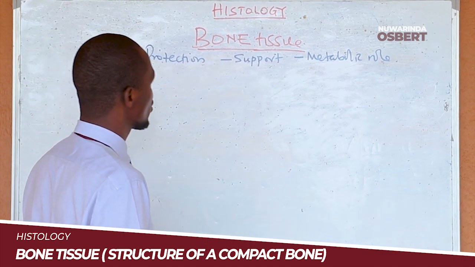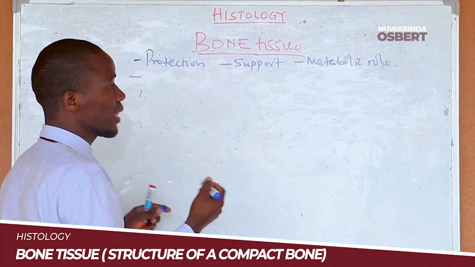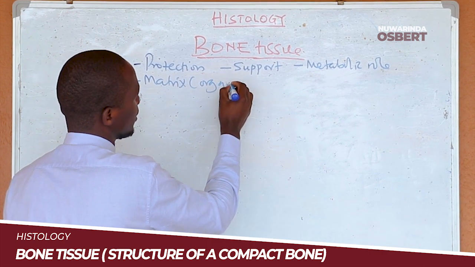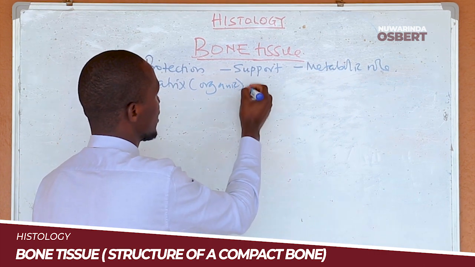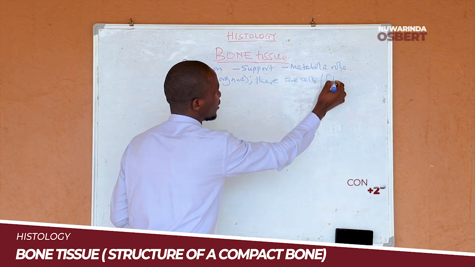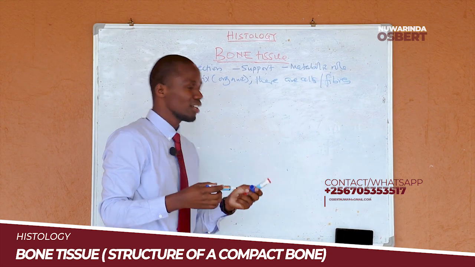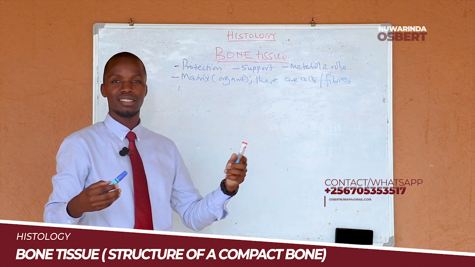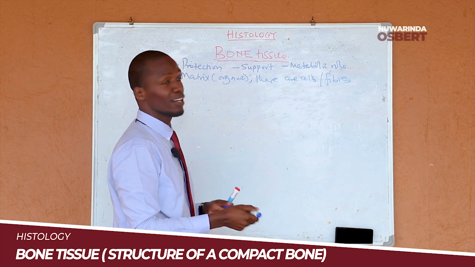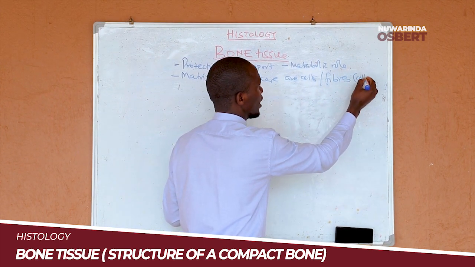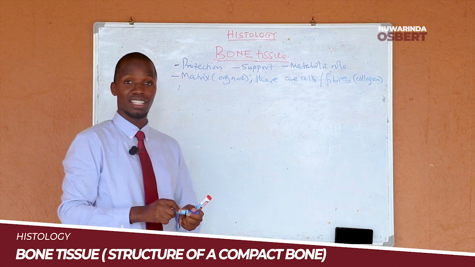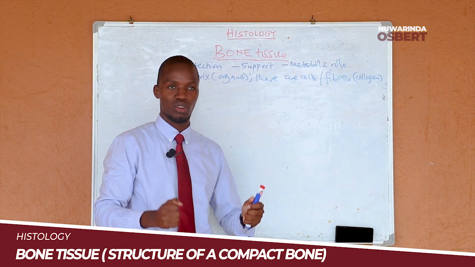Bones, like any other connective tissue, have a matrix, and this matrix is more organic. Within this matrix, there are many what? There are cells and fibers. And because bone plays a lot of supportive role, these fibers are going to be basically collagen fibers that you're going to find there, because we have seen that collagen fibers, wherever they are, provide more strength.